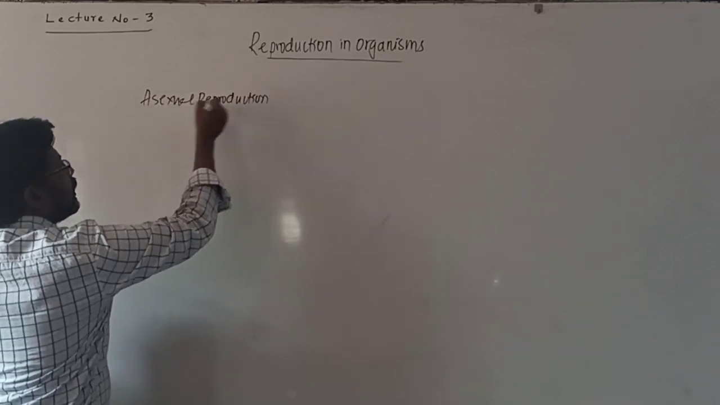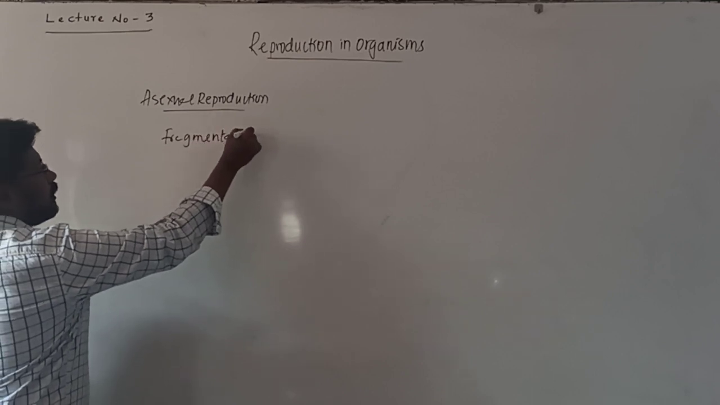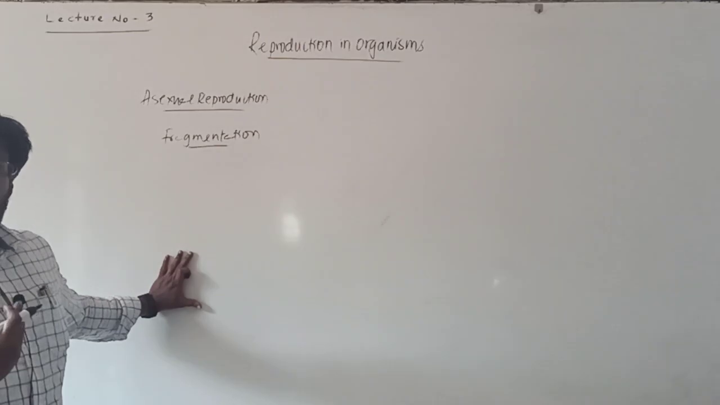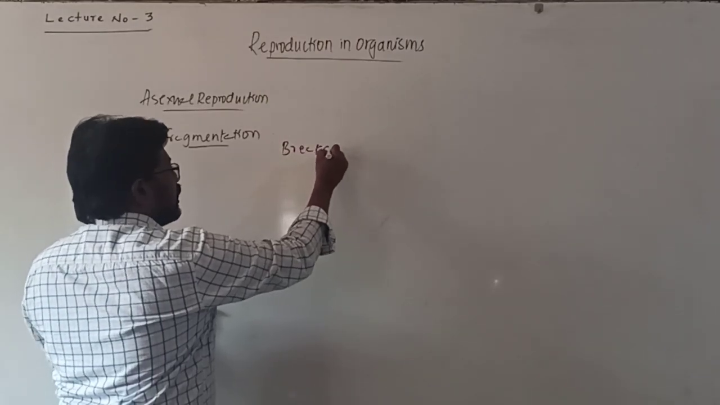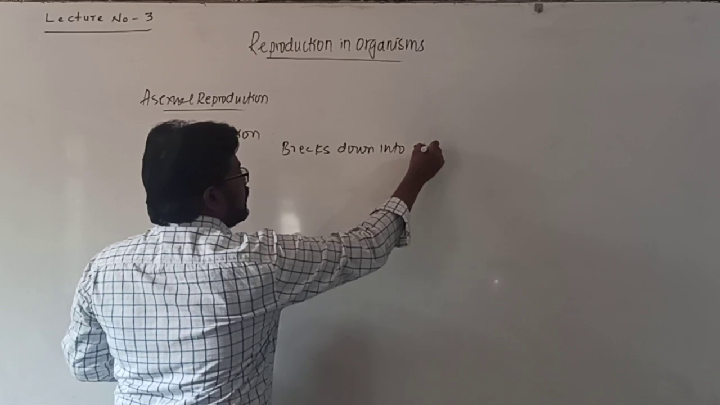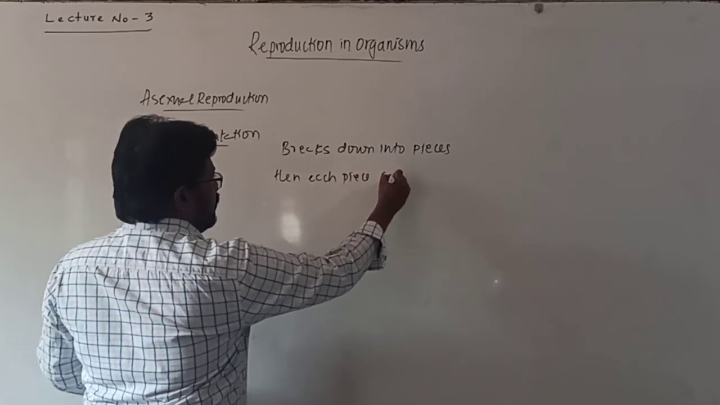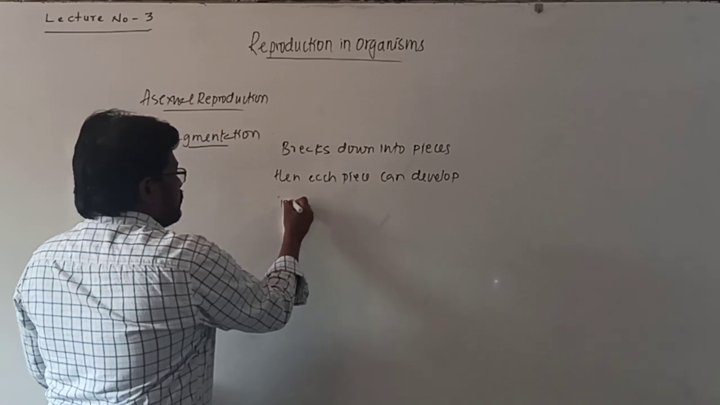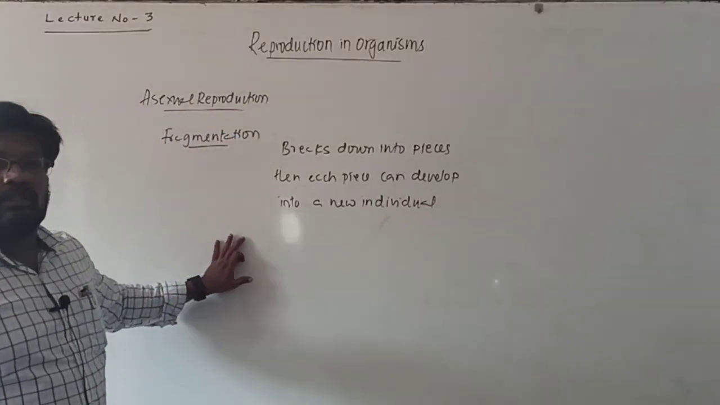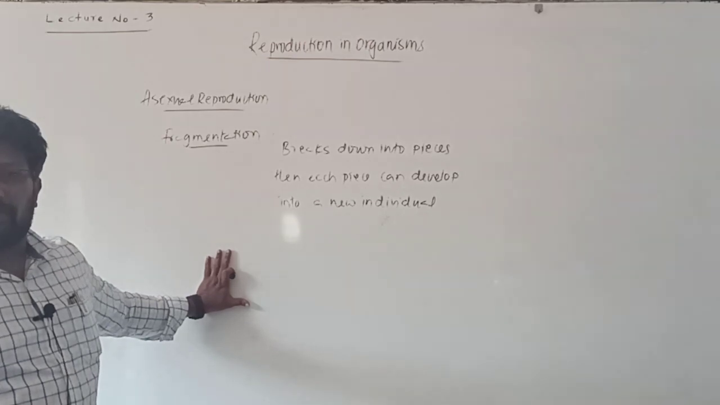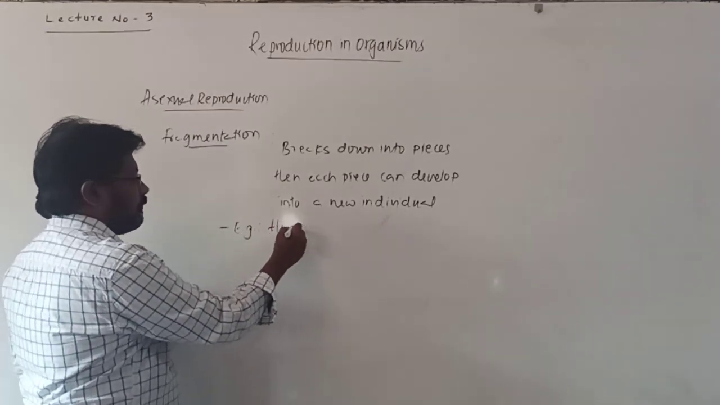reproduction method includes fragmentation. So here fragmentation is dividing or breaking down of the body into pieces. If the body breaks down into pieces, then each piece can develop into a new individual, and in that case the process is called fragmentation, which is also an asexual method of reproduction. We see such type of asexual reproduction in the case of Hydra.